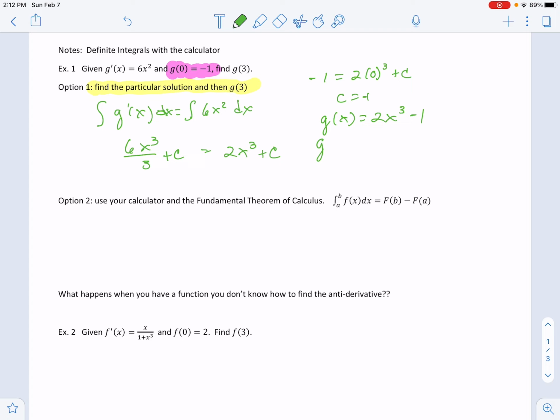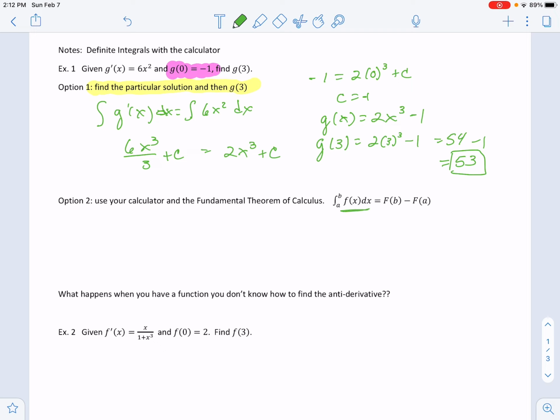Now to find g of 3, I plug it in. You get 2 times 3 cubed minus 1. 3 cubed is 27 times 2 is 54. Minus 1 gets me to 53. Okay? Another way to solve that is using your calculator and the fundamental theorem of calculus.